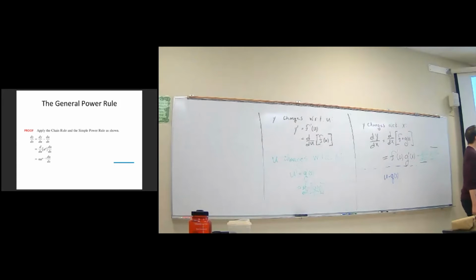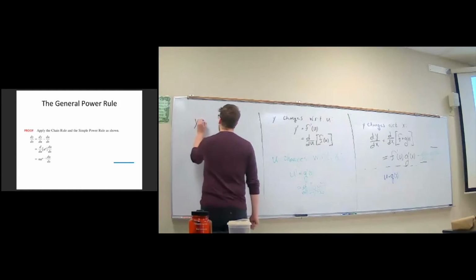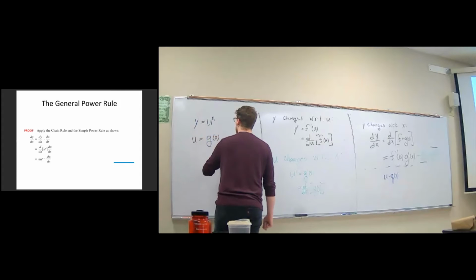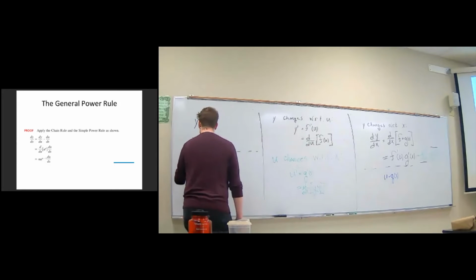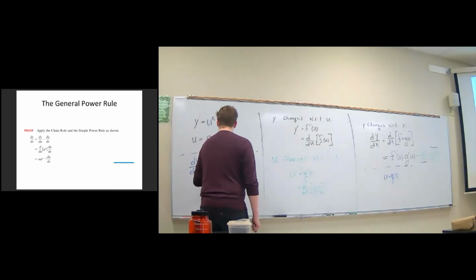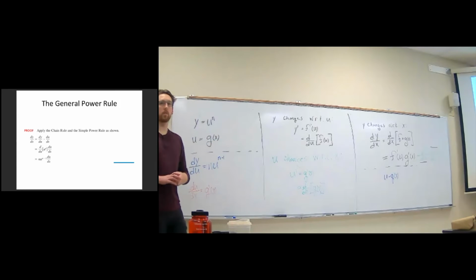Well, if y is a function of u that's equal to u to the n, so what I'm saying is, given y is equal to u to the n, and u is equal to some function of x, then dy/du is going to be equal to n times u to the n minus 1, and du/dx is just going to be the derivative of g. And that's all we're really saying here. Everybody cool with this?